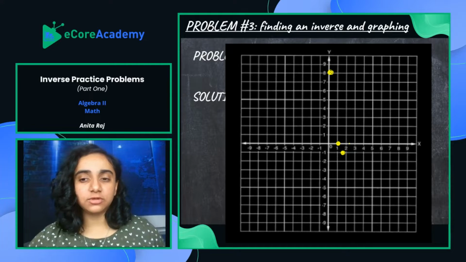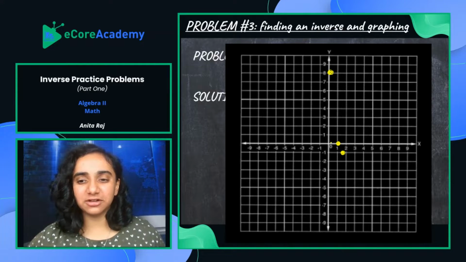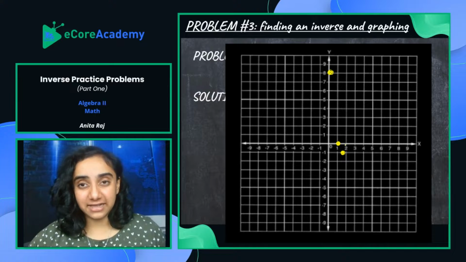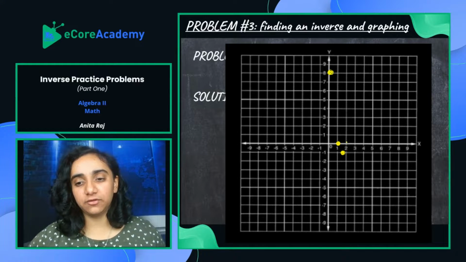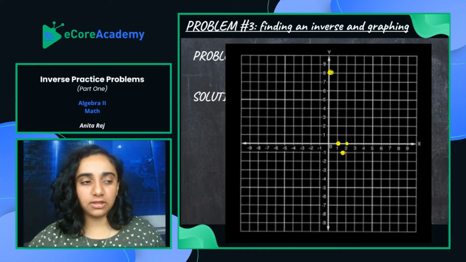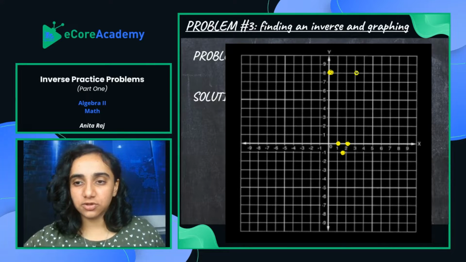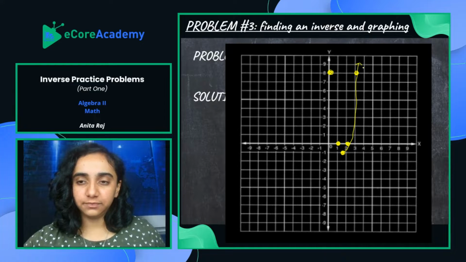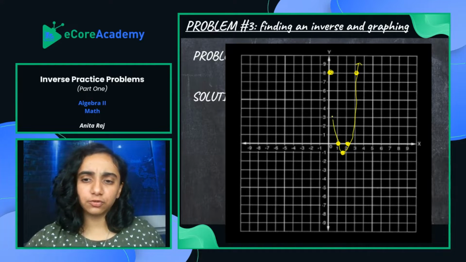Our fourth point was 2, 0. So we're going 2 right on the x-axis, and we're not moving from the x-axis. And then our last point was 3, 8. So we're going right 3 and up 8. So this is going to be our original function, our parabola. So you can just connect those points.